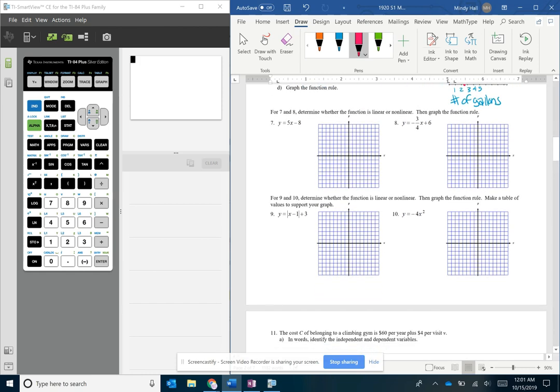So for number 7, we are graphing these. And so we want to, first off, you should recognize this is slope-intercept form, which should automatically tell you this is your y-intercept, and this is your slope. So we plot the y-intercept at -8, so 1, 2, 3, 4, 5, 6, 7, 8, all the way down here. And then from that point, my slope is positive 5 over 1, so I will rise 5, 1, 2, 3, 4, 5, and run 1. And then you just connect your dots.